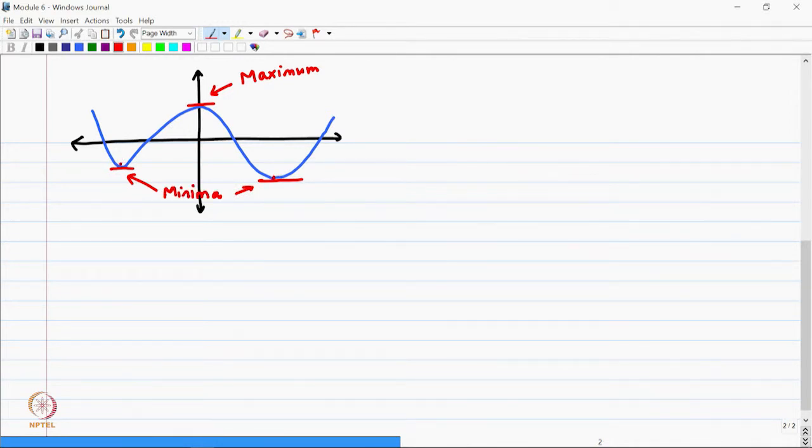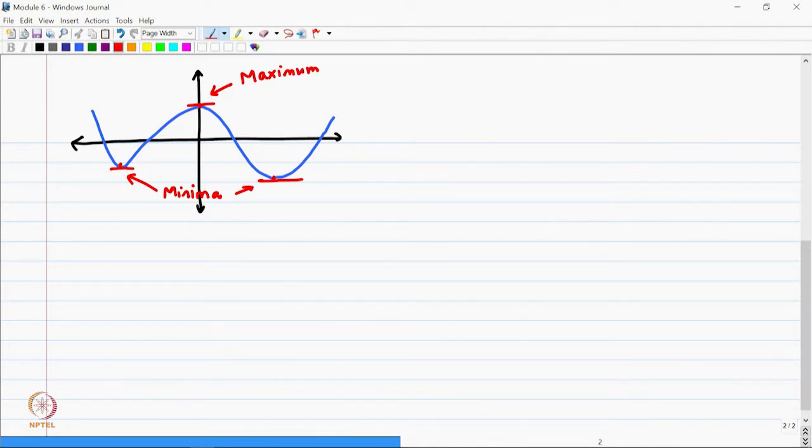You can easily verify the second derivative, so the rate of change of slope. So, as you come to the minimum, the slope is negative, and as you cross the minimum, the slope becomes positive. Okay. So, the slope changes from negative to positive. So, the rate of change of slope is greater than 0, whereas at a maximum the slope changes from positive to negative. So, the rate of change of slope, which is the second derivative, is negative. Okay. So, this is fairly well known.